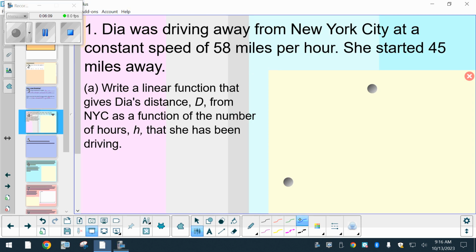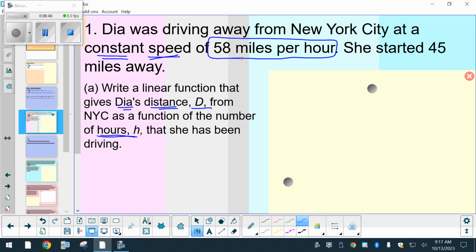So we want a linear function that gives distance d as a function of the number of hours h. Anybody want to take a stab at it? Try? All right, so let's go up to what they gave you, right? They tell you that she is going at a constant speed, right? That's a keyword, constant speed of 58 miles per hour. What do you think that constant speed would represent?